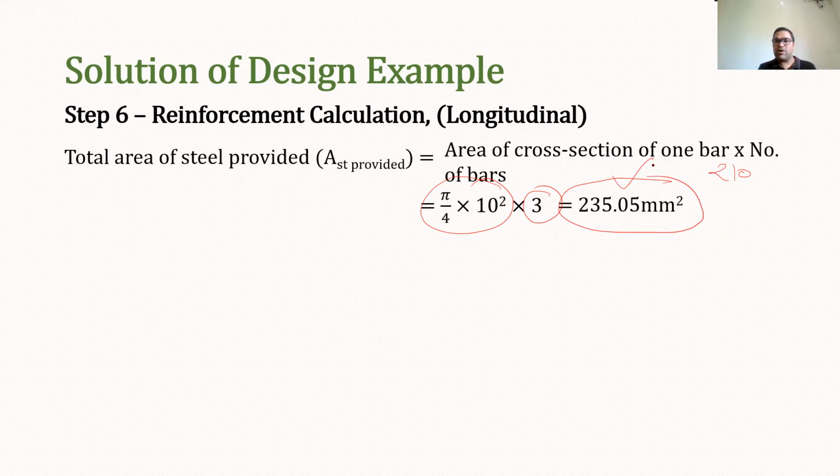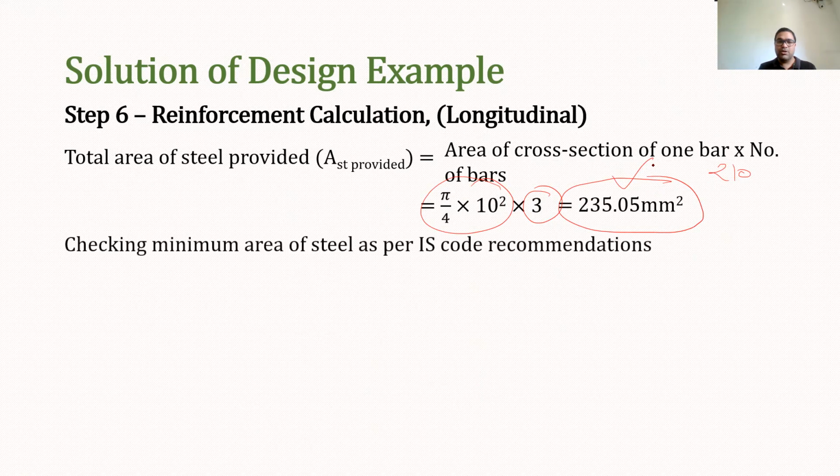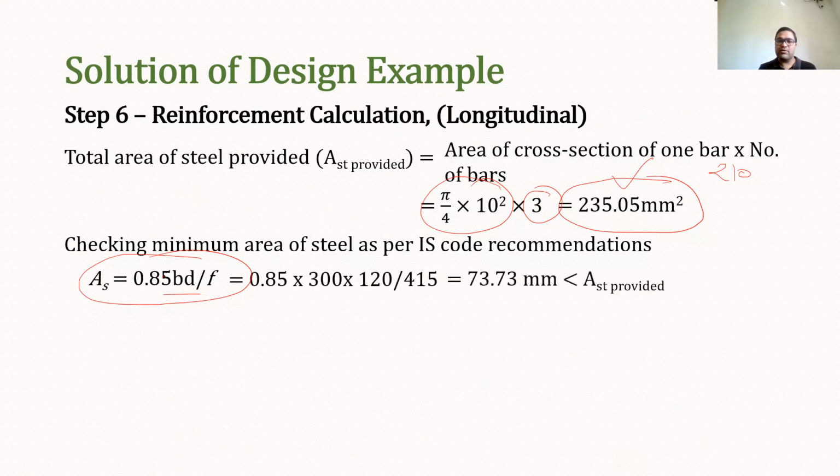Now, as we have provided this much area, we have to check whether this area is more than the minimum area of steel as recommended by the IS code. The IS code has recommended that the minimum area of steel can be calculated by using this relation. Now putting the value, we can calculate the area of steel. You can see the minimum area of steel required in the lintel beam is 73.73 while we have provided 235.05 mm square. So which means the minimum area of steel is less than the provided area of steel. So we are again on the safer side.